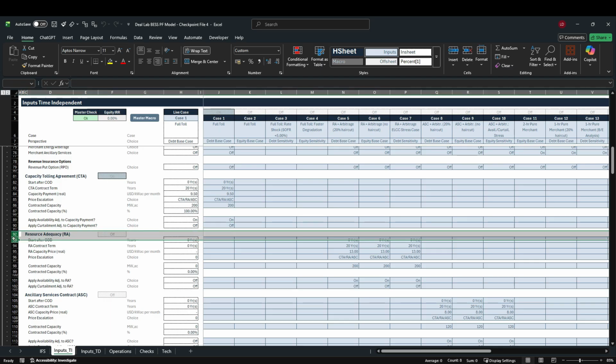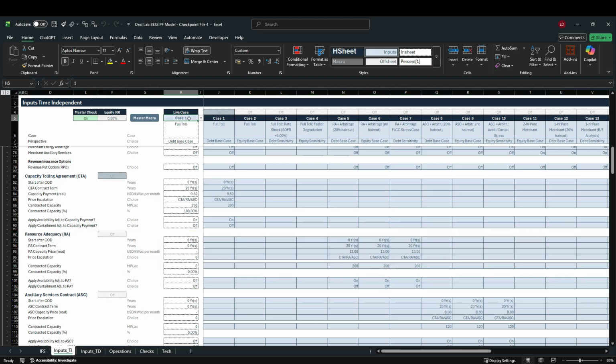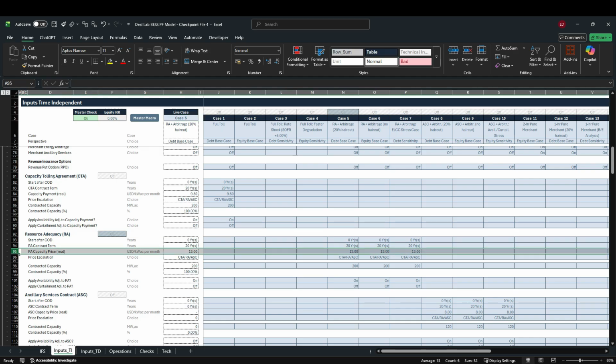All of these assumptions are already built into the inputs time independent sheet, very similar to what we did for case 1 with the CTA. For case 5, the resource adequacy revenue is turned on. The contract starts at COD, runs for 20 years and pays a fixed $13 USD per kilowatt AC month that escalates with the same index as the CTA, a flat 2% per year in real terms.